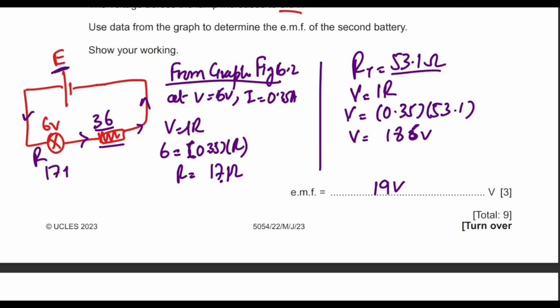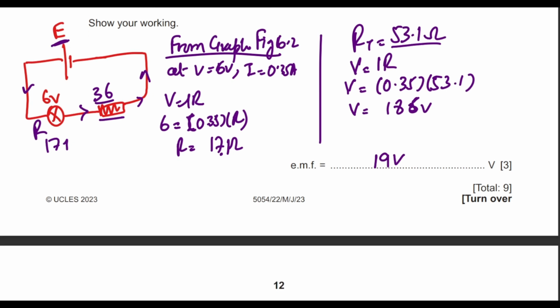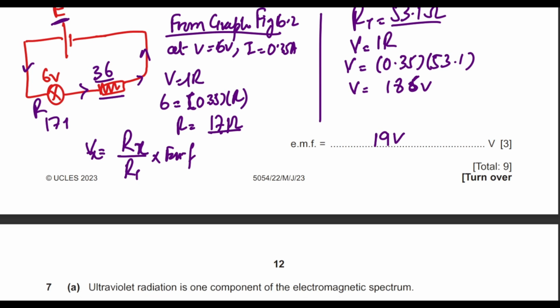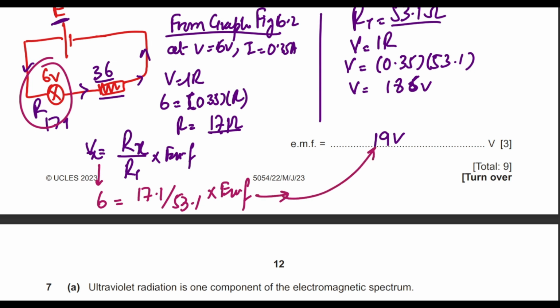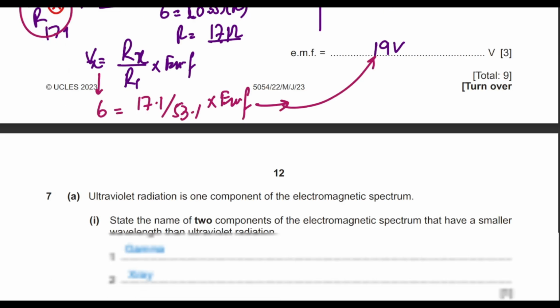You could have used the potential divider formula. How you could have done that is simply find the resistance of 17.1. Then the voltage of the unknown component X is Vx equals Rx divided by total resistance multiplied by the EMF of the battery. So you could have selected this component. Vx would be 6 equals 17.1 divided by 53.1, multiplied by the EMF. When you solve this equation, you will ultimately find the same answer. So there were two ways to solve this question.